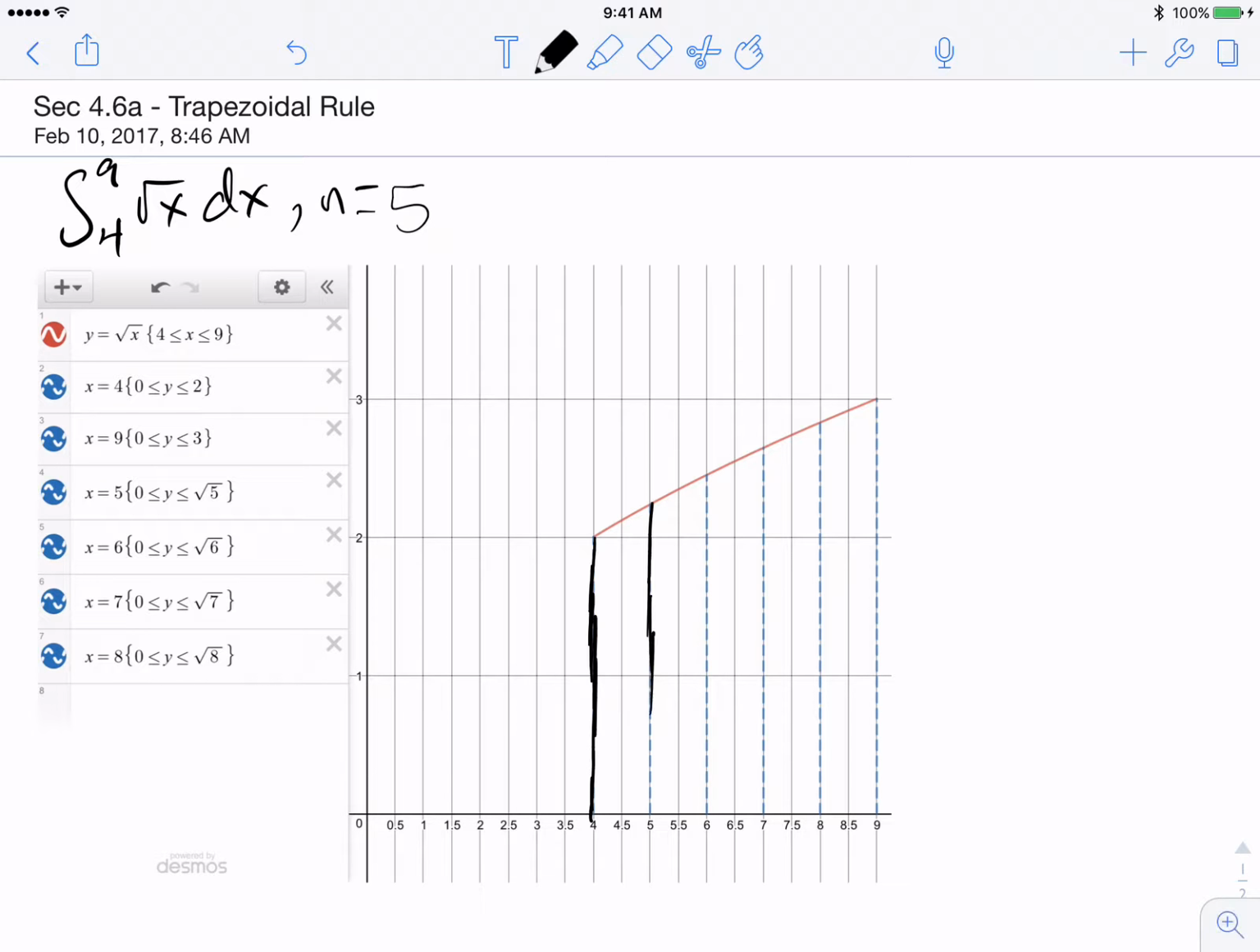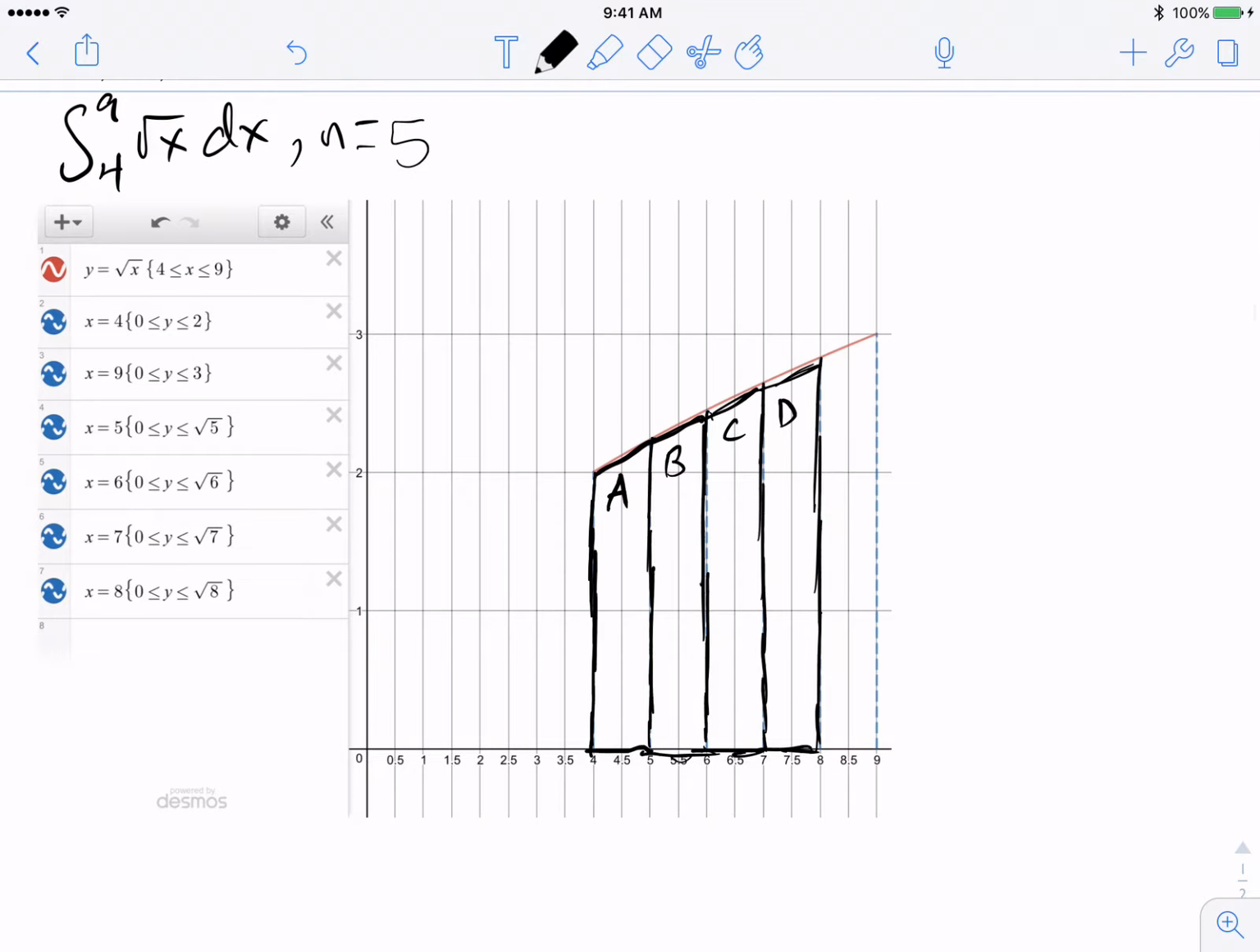Here's my first one. Okay, I'm going to call that trapezoid A. Here's my next one. This is my trapezoid B. Here's my next one. Here's C. Here's D. And here is E.